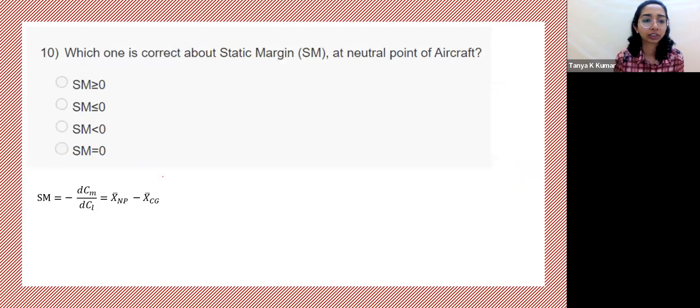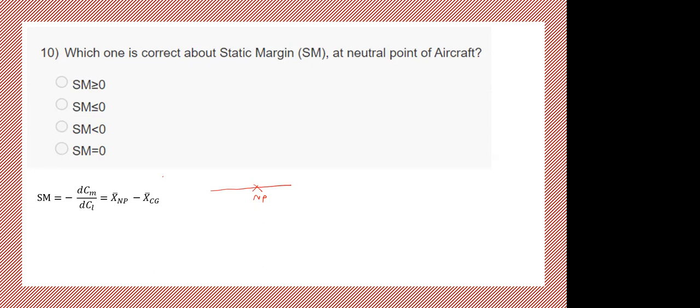Okay. So your static margin equation is basically the negative of the slope between CM and CL. So he is right. He said it's a difference between the neutral point and CG. So if this is your fuselage reference line, and if this is your neutral point, where should the CG for a stable aircraft be? Ahead of neutral point. Ahead, yes.